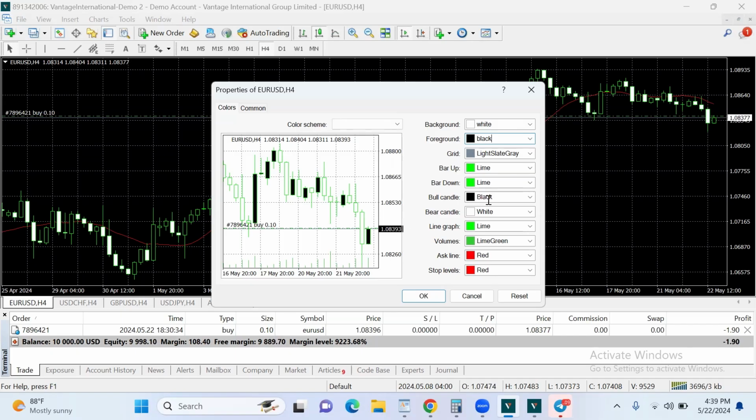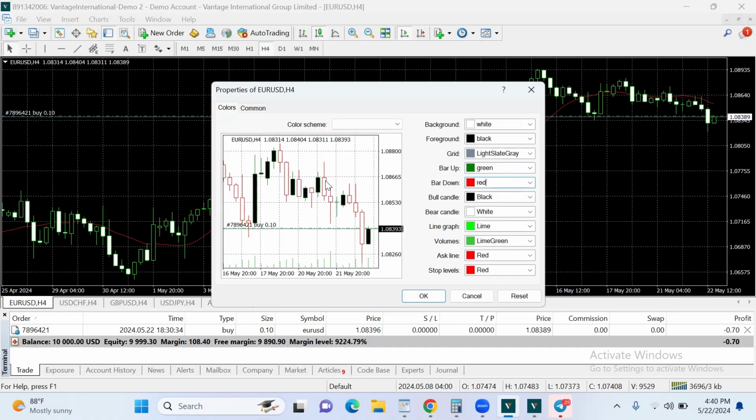Then bar up. Bar up is like all these bars that are going up. The one that's up, okay, bar up. Let's change that one to green. Let's make that one green. We can make it green or we can make it black. Let me make it green. Then bar down. This is for the sell candles. These bars here, for the sell candles. What do we want to make it? Let's make it red. All right.